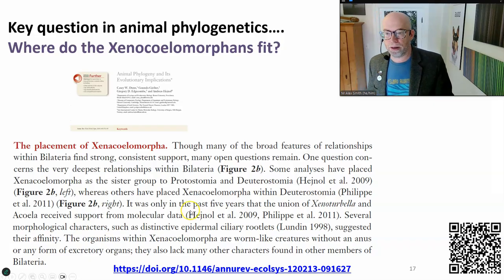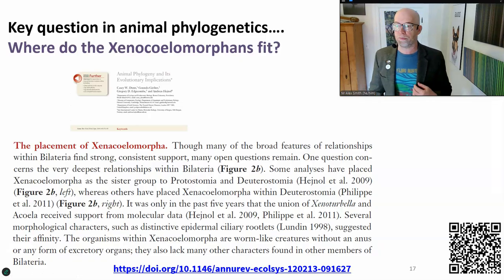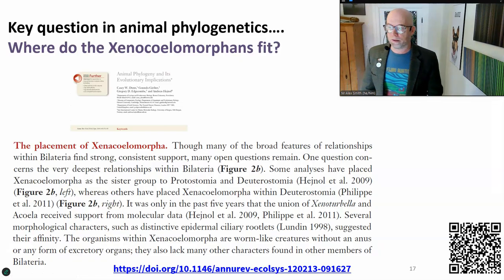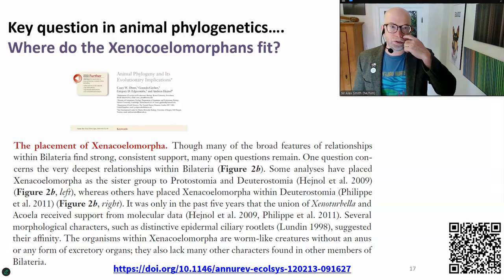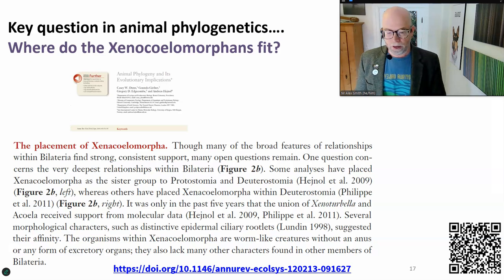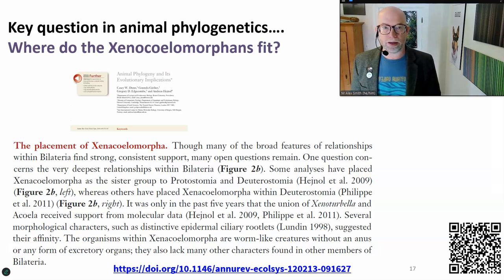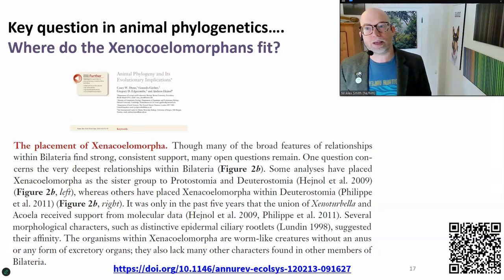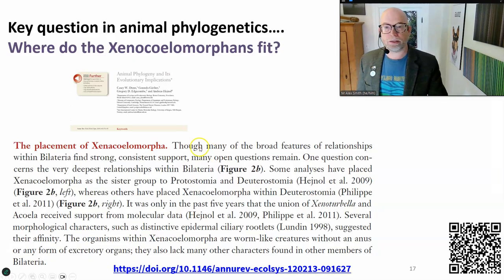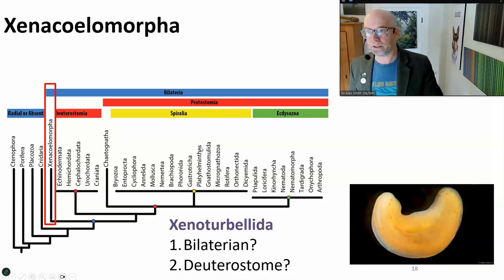Casey Dunn and friends talked about it here. It's only in the past 5 years that the union of Xenoturbella and the Acela received support from molecular data. And so these worm-like creatures without an anus also lack many other characters found in members of the Bilateria. So remember these threads that flow through the sweater of this course, the currents that flow through the story of this course, the river of this course, is that we're bashing away at the idea that evolution is about the accumulation of new things. Evolution is often about the deletion and the simplification, and this perhaps is one of those stories.